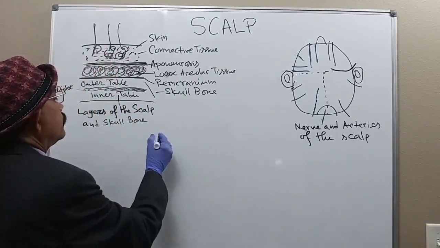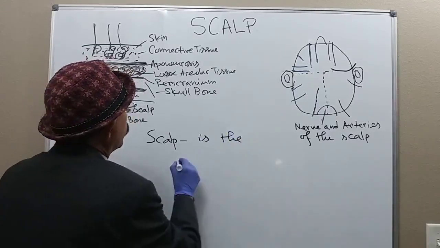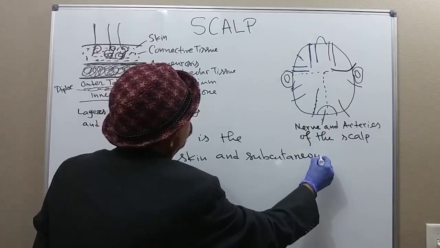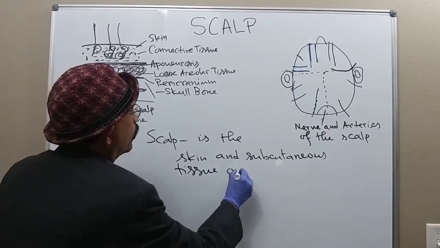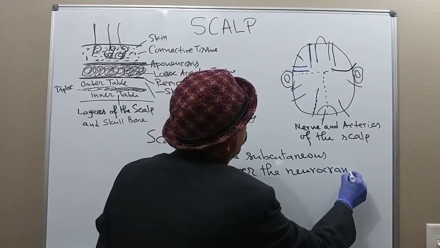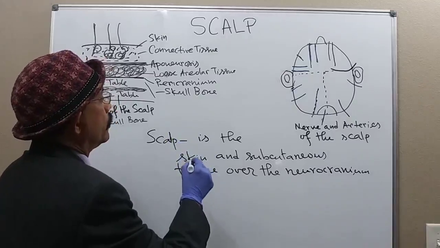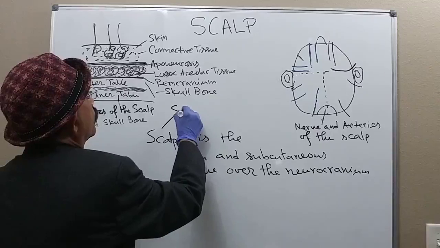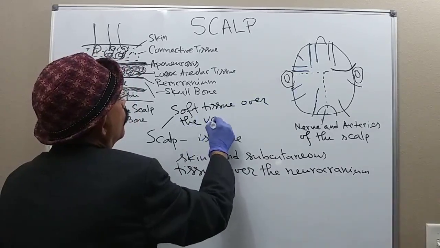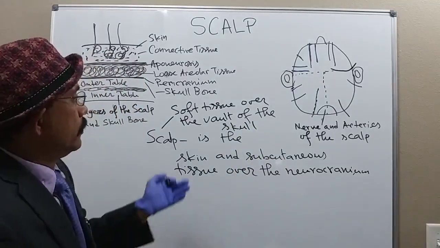What is scalp? Scalp is the skin and subcutaneous tissue over the neurocranium, or you can say scalp is a soft tissue over the vault of the skull. Okay, so we got scalp.